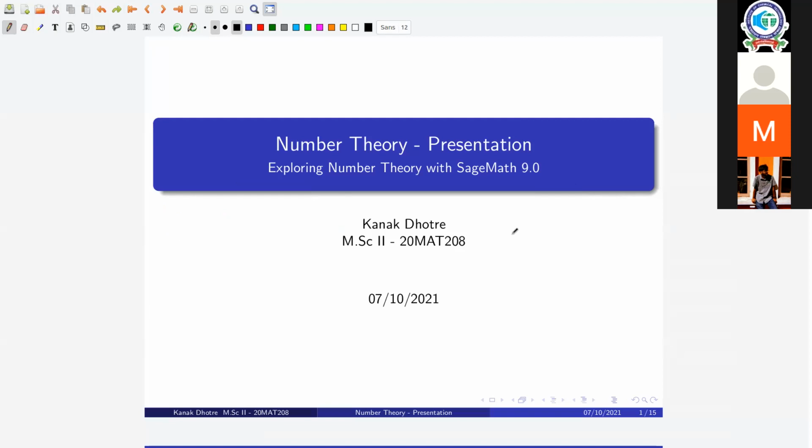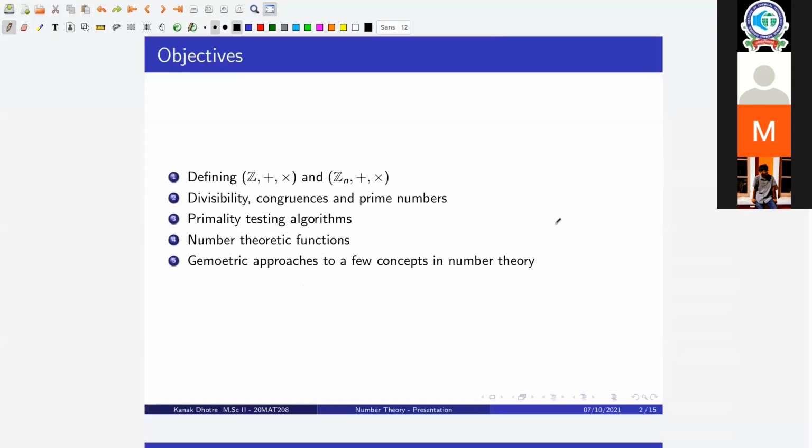Today we'll be discussing some functionalities in number theory with SageMath. These are some of the topics that we'll be covering. Like we already know, the area of number theory is essentially the study of the set of integers, or at least a big chunk of it is. Before we start exploring some ideas in this set, it would be nice to have some mathematical structure for it.